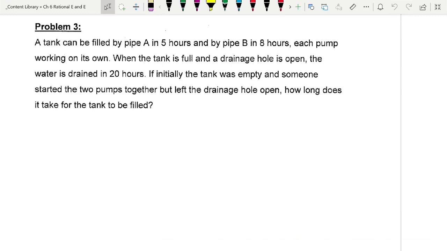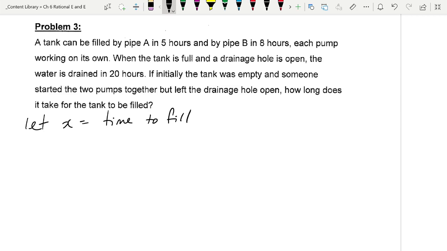Problem number 3: a tank can be filled by pipe A in 5 hours. Pipe B would take 8 hours by itself. And then there is a drainage hole that, if the tank was full and you opened it up, would drain the tank in 20 hours. So we're going to define our variable. We'll let x equal the time to fill the tank.